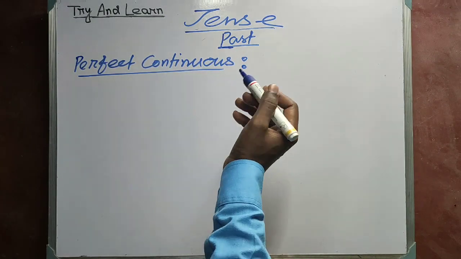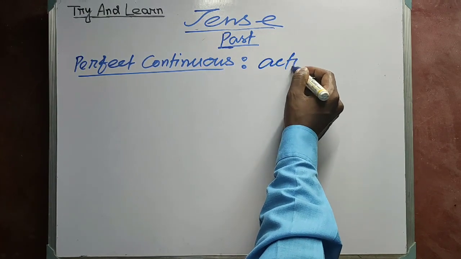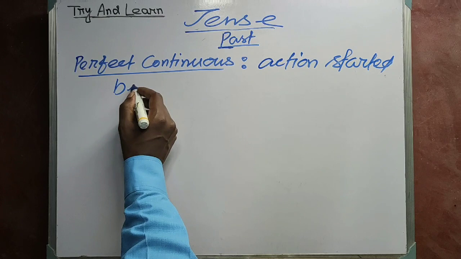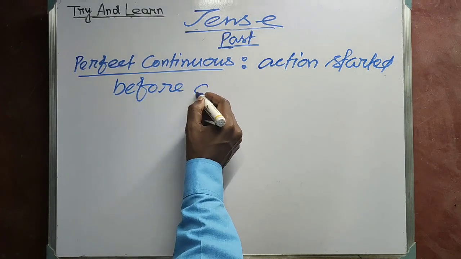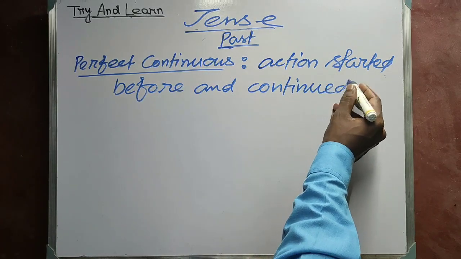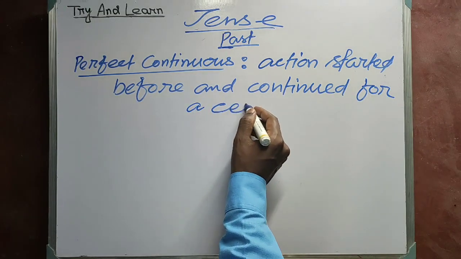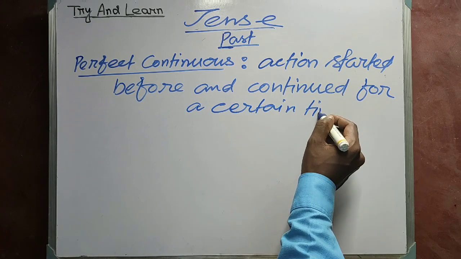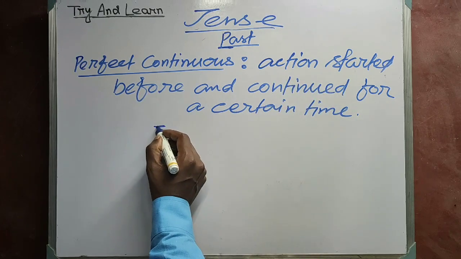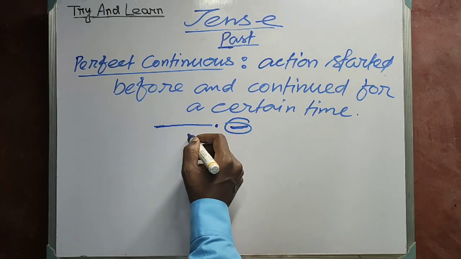Next is past perfect continuous. It indicates an action that started before and continued, because it is continuous, for a certain time. Continued for a certain time means the action started and continued and it ended, not now, not in present time.